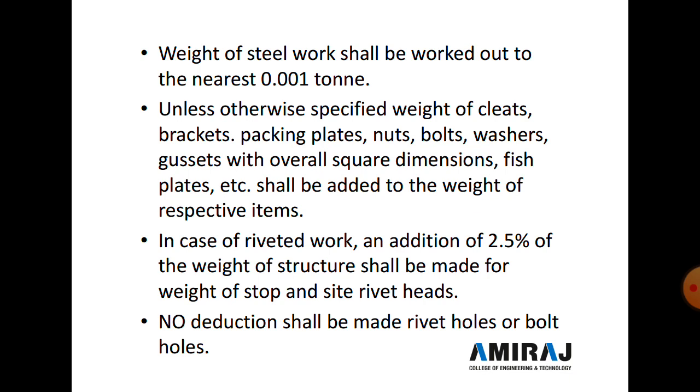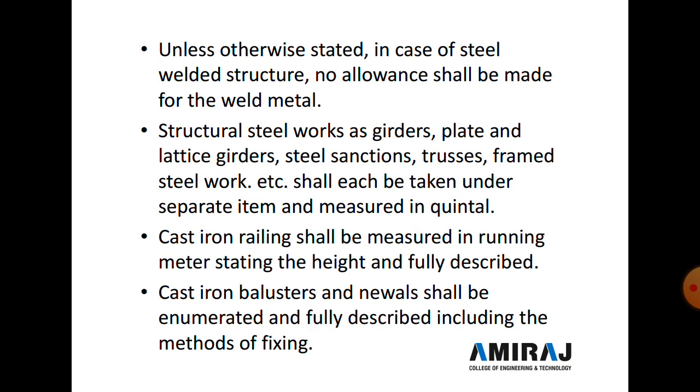In case of riveted work, an addition of 2.5% of the weight of the structure shall be made for the weight of the top and side rivet heads, and no deduction shall be made for rivet holes or bolt holes. Unless otherwise stated, in case of steel welded structures, no allowance shall be made for the weld metal. Structural steel work such as girders, plates, lattice girders, steel sections, trusses, frames, etc. shall be taken under a separate item and measured in quintals.